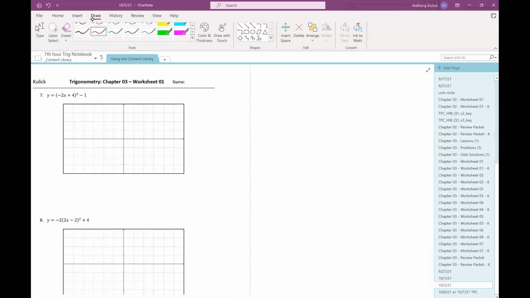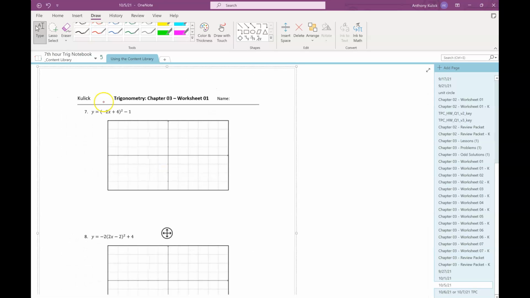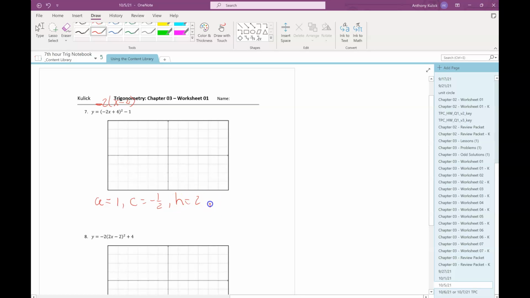So we'll start the same way. I'm going to identify the values for A, C, H, and K. So I'd start by factoring the inside part. So I have that A is 1, C is -0.5, H is 2, K is -1. We okay with those?